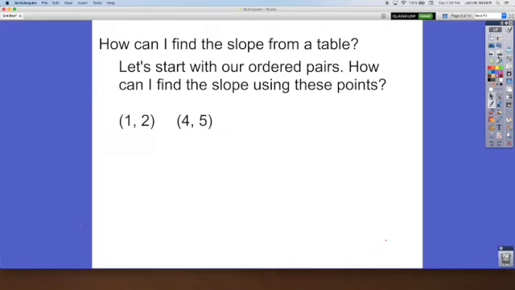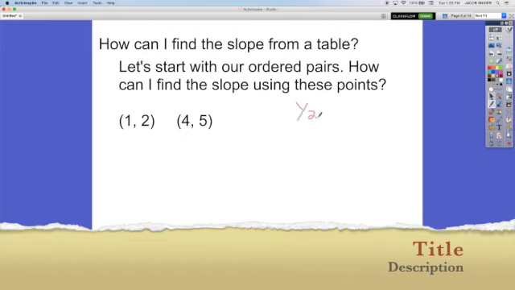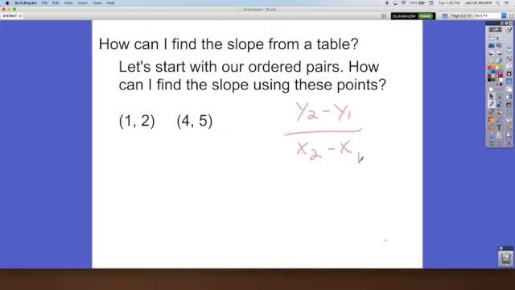It was a question on the bell ringer from yesterday. It was a question on the quiz from Friday or Thursday. How do I find it? Well, remember, we go back to our normal equation: y2 minus y1 over x2 minus x1, our slope equation. And then I can label each one of these out: x1, y1, x2, y2. Gave you a nice easy one to start off with here.